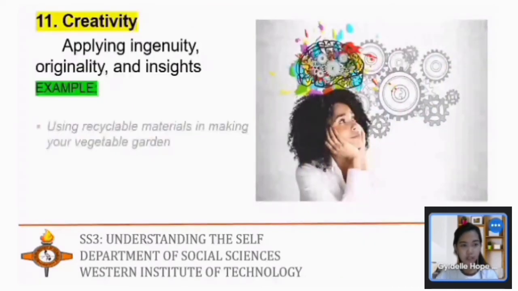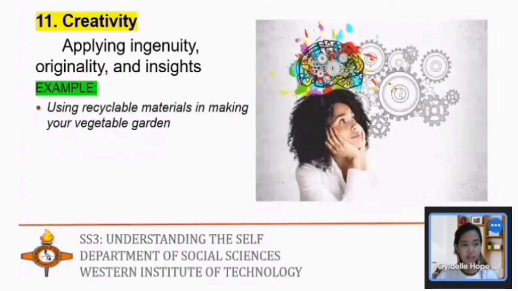Number 11, creativity. Creativity is applying ingenuity, originality, and insights. Creativity is the ability to create those things that could inspire others to do and to express oneself in various arts like painting, style, and fashion. For example, using recyclable materials in making your vegetable garden.